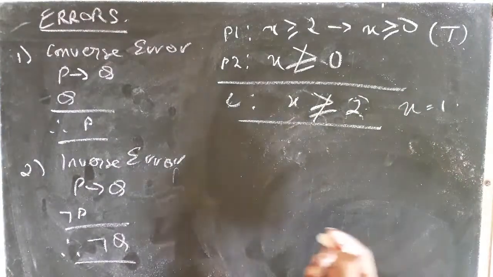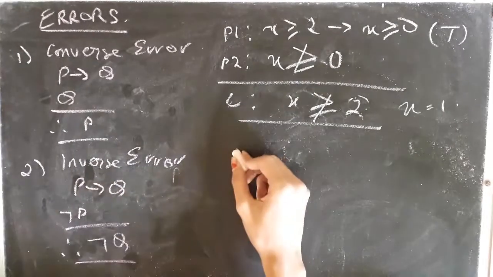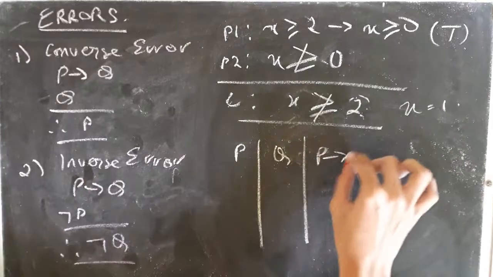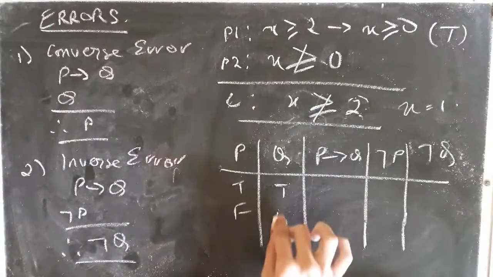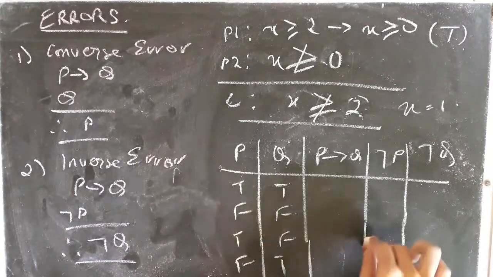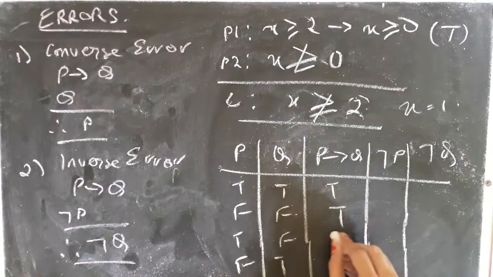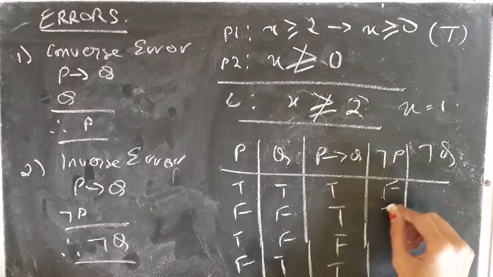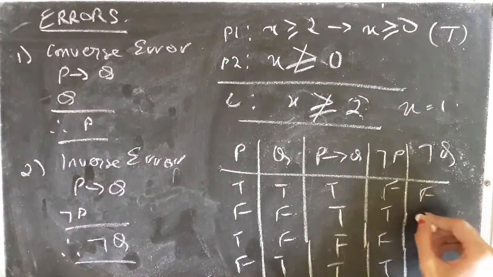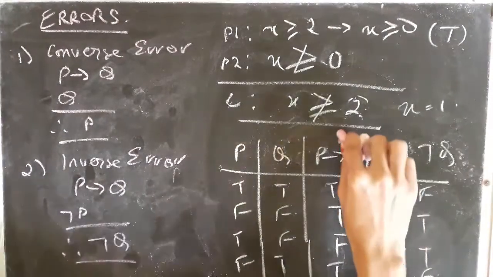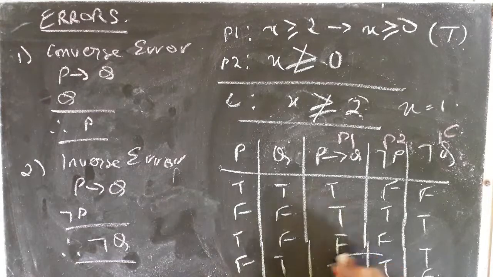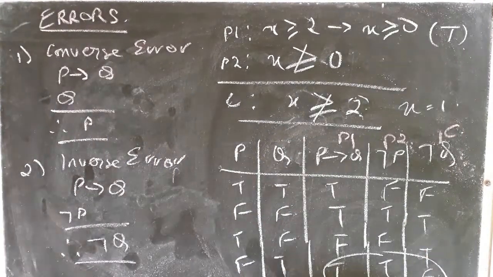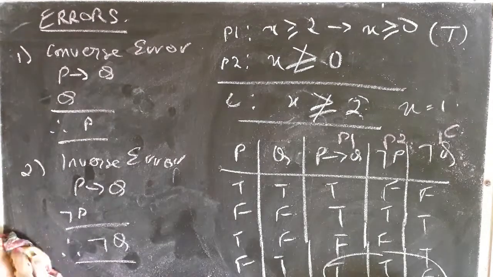So again, let us prove the inverse error. P, Q, P implies Q, negation of P, negation of Q. True, false, T, F, F, T. This is true, true, false, true. This is false, true, false, true, and this is false, true, true, false. What is P1? This. What is P2? And this is the conclusion. We find this, which makes the argument invalid, and thus we have proved that this is an error since it makes the argument invalid. So these are the two errors that always must be avoided.